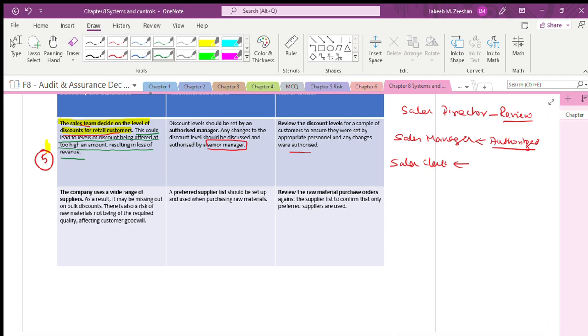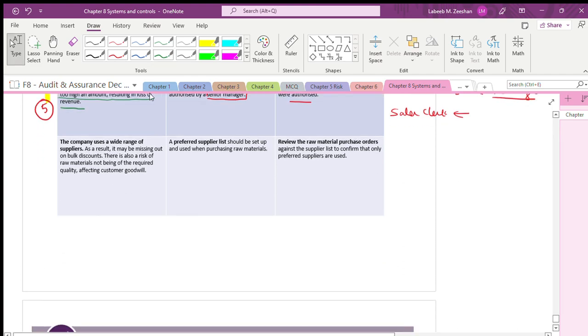Now, the discount level should be set by the authorized manager. Any changes in the discount should be discussed with and authorized by a senior manager. What is the test of control? You review. Test of control is you have to inspect. You have to review the discounts of some of the customers to ensure that they have been set by the appropriate level.